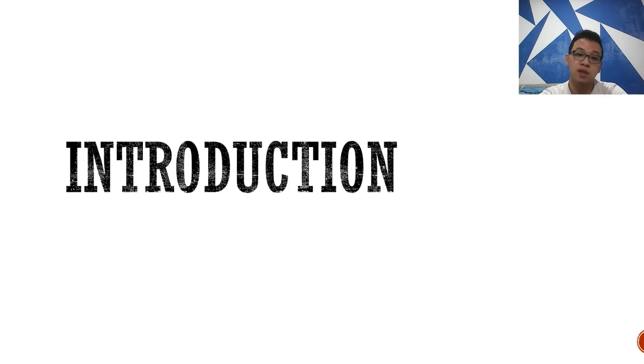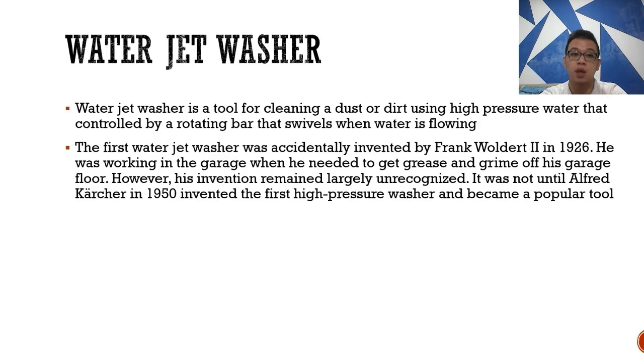Next, the introduction for this final project. A water jet washer is a tool for cleaning dust or dirt using high pressure water that is controlled by a rotating bar that reverses when the water is flowing. The first water jet washer was accidentally invented by Frank Walder II in 1926 when he was working in his garage and needed to get grease and grime off his garage floor. However, his invention remained largely unrecognized. It wasn't until Alfred Kärcher in 1950 invented the first high-pressure washer that it became a popular tool.